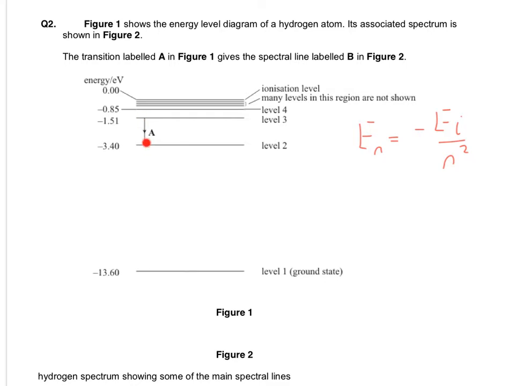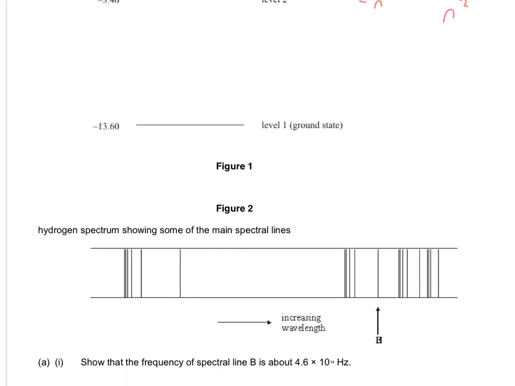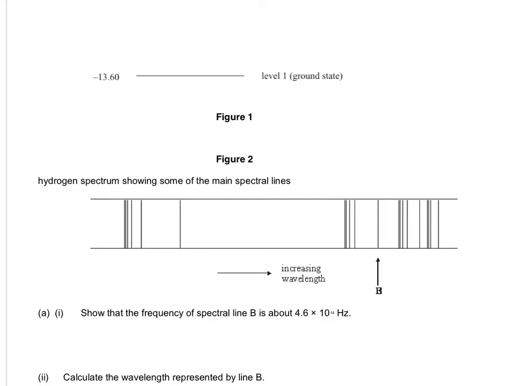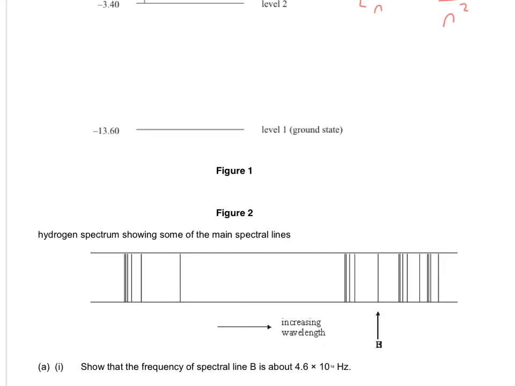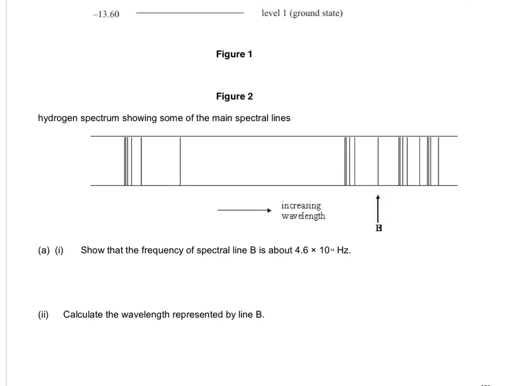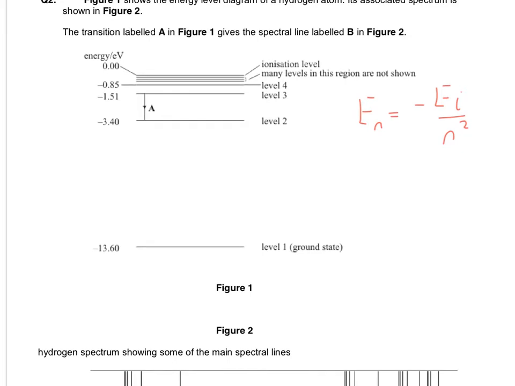So we've got a certain energy transition labelled by A, and if we then go down to look at the absorption spectrum, this A has led to getting this wavelength B on your absorption spectrum. Okay, so the first question asks, show that the frequency of B is about 4.6 times 10 to the 14. So, as you should know, photons are produced when an electron goes from a high level to a low level, so this transition here. So it's going from this amount of energy to this amount of energy.